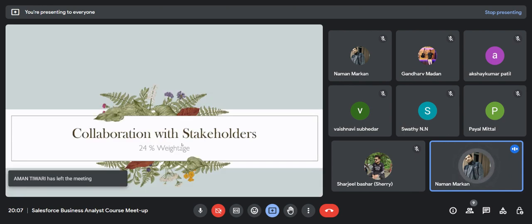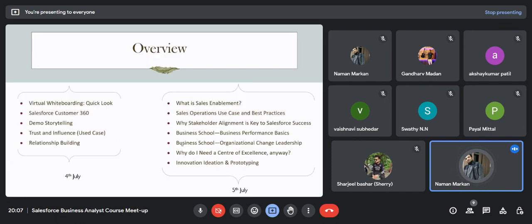In collaboration with the stakeholder, which has a 24% weightage, we looked into some attention points regarding whiteboarding. We also looked into how we can get a full 360-degree view of a customer. We looked into a demo of storytelling, how we can tell stories to your customers and stakeholders. We also looked into some influence techniques which are useful in our day-to-day business, and how we can build a relationship with the client and its stakeholders.